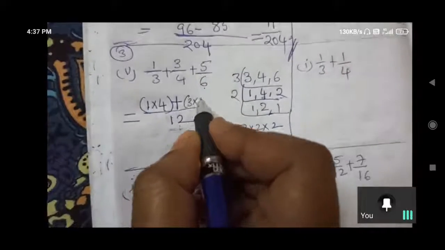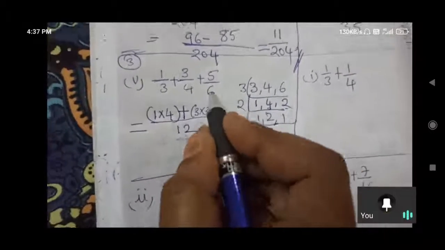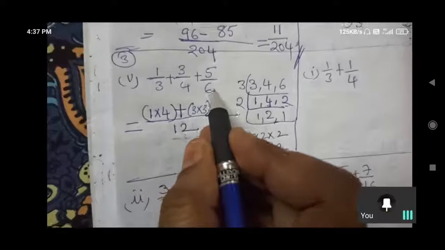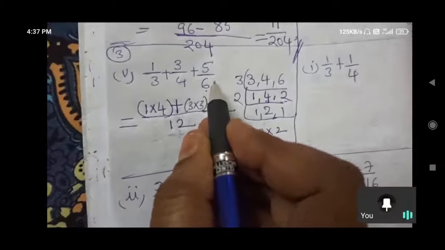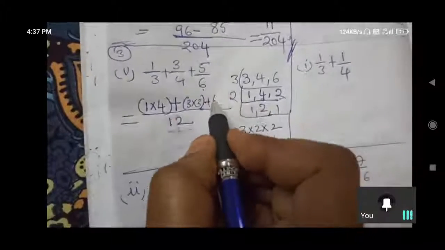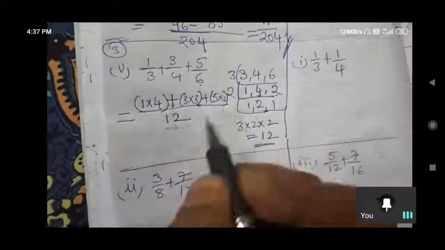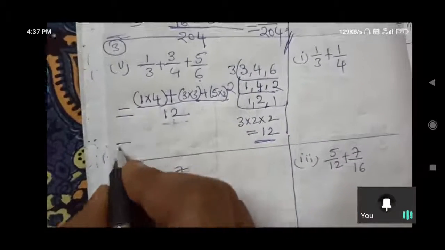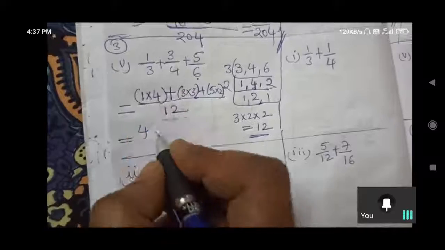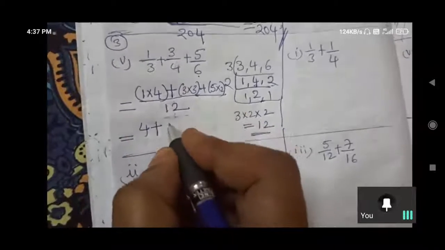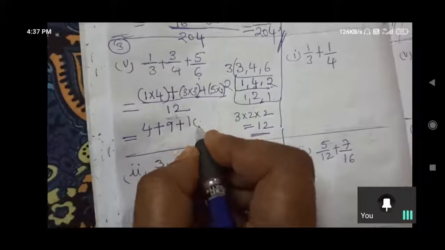3 into 3. Plus 6 here we have. To get 12 we need to multiply 6 with 2. Yes, that 2 you should take in the numerator part. 5 into 2. Okay. So shortcut method. 4 into 1 is 4, plus 3 into 3 is 9, plus 5 2s are 10, by 12.